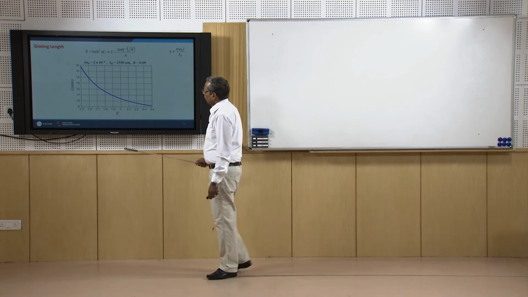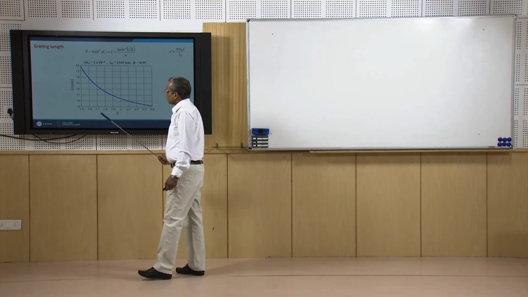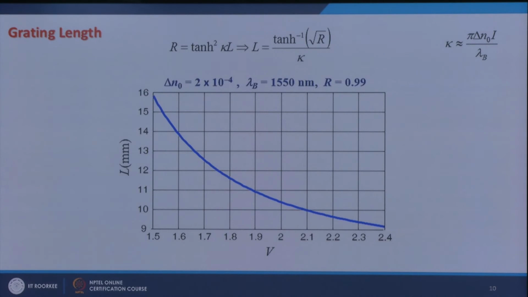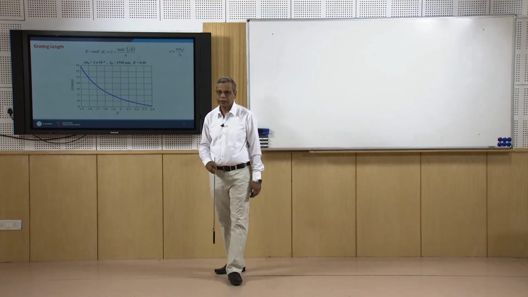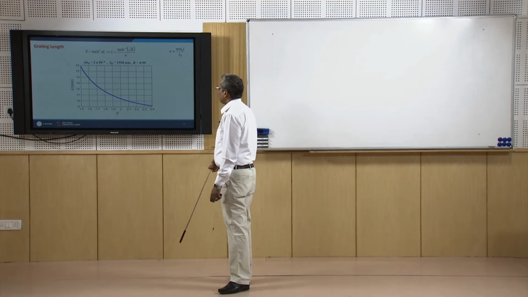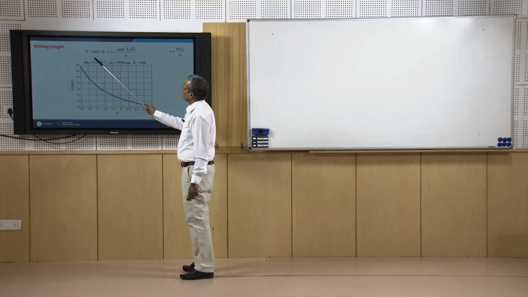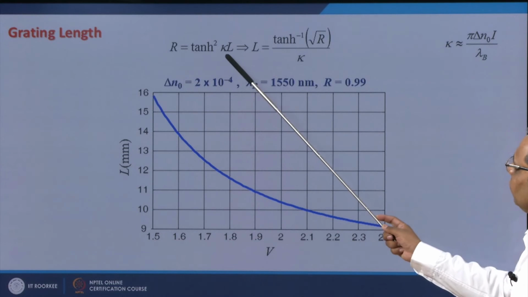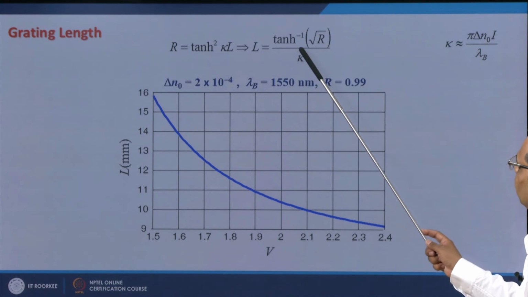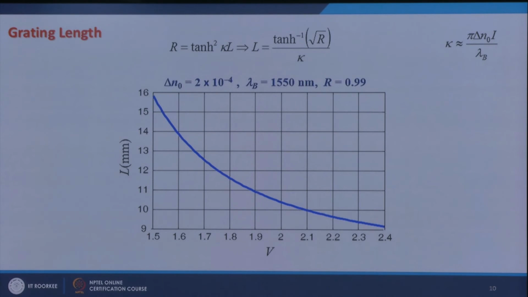Let us find out what is the optimum grating length if I want to have reflectivity, let us say, 99%. I can always find out the grating length required for a desired value of reflectivity, because I know that the reflectivity varies as tanh squared of kappa L. So, L would be tanh inverse of the square root of R, over kappa.